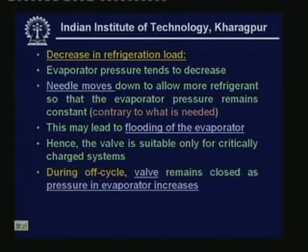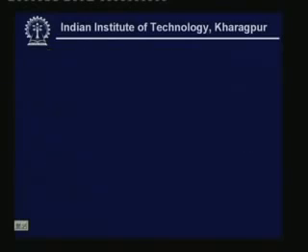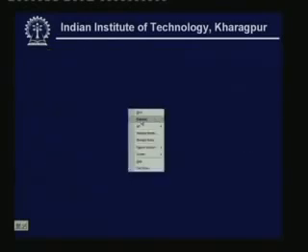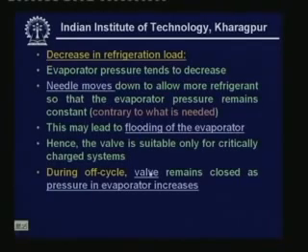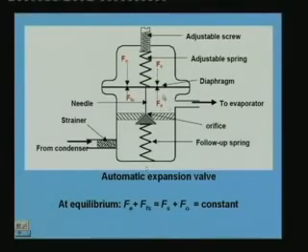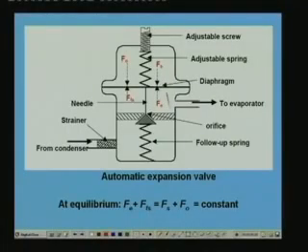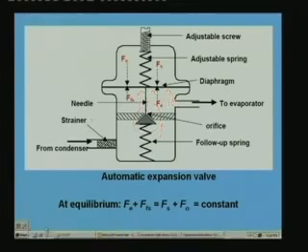During the off cycle, the valve remains closed as the pressure in the evaporator increases. That means during the off cycle, the pressure will be higher. So during the off cycle PE will be higher because TE will be higher. So the force is higher in the downward direction, the needle will be moved up, and this orifice will be closed. So there will not be any mass flow rate during the off condition.